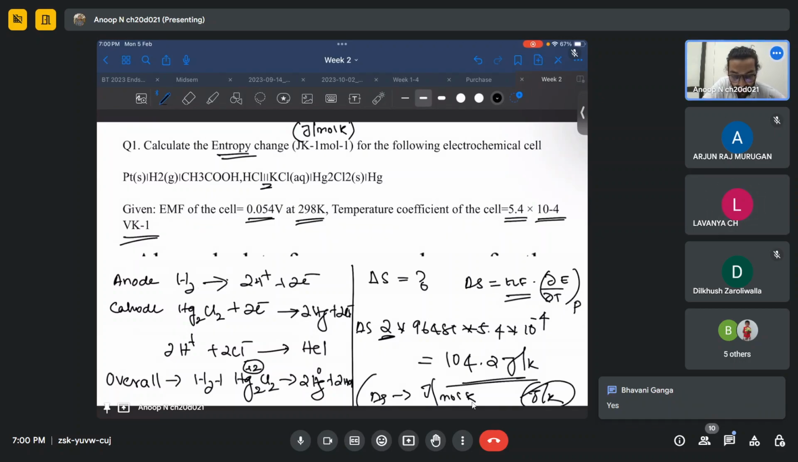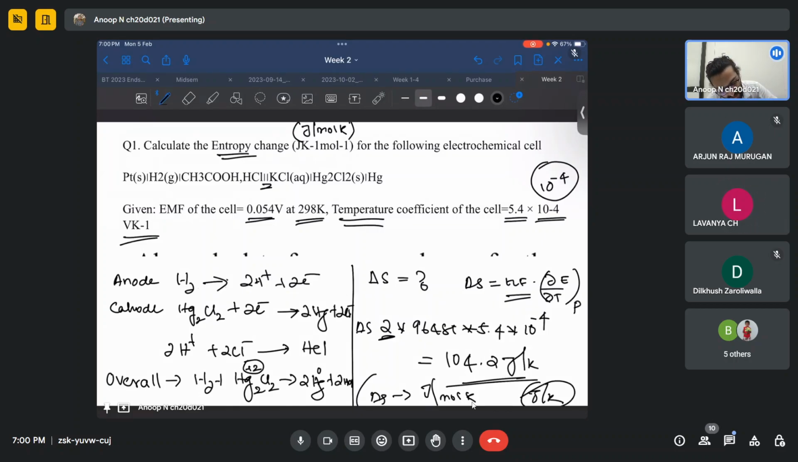Temperature, why do you need temperature? It's dou E by dou T, you see the temperature coefficient, that is dou E by dou T at constant pressure. That value is entirely given as 5.4 into 10 raised to minus 4. So when I'm converting, it's coming like that. You just need to directly substitute that. So remember this word also, temperature coefficient, which is nothing but dou E by dou T at constant pressure. Unit also you can cross check. It's volt per Kelvin.